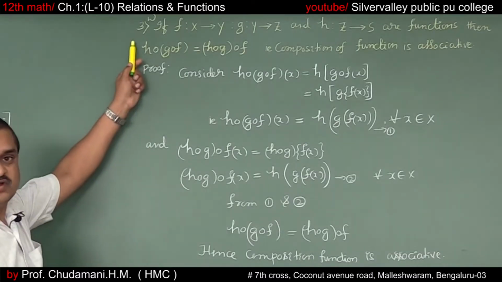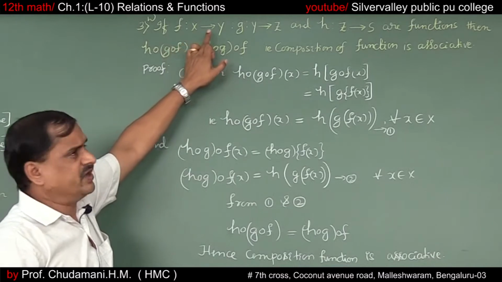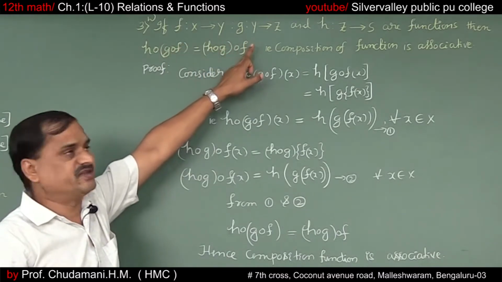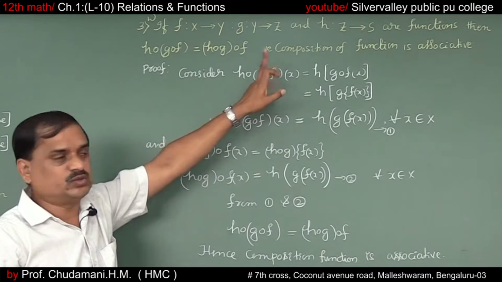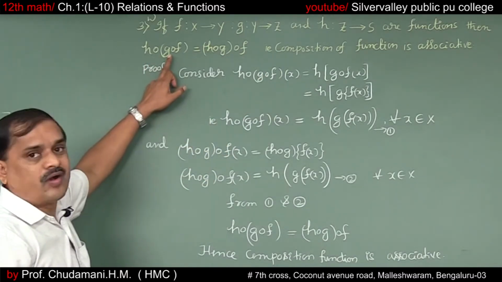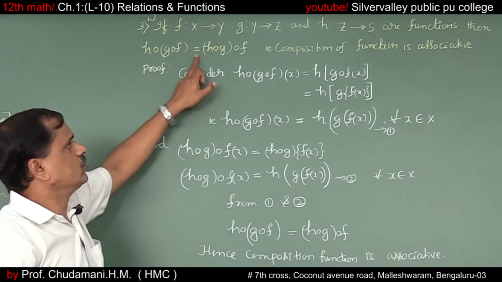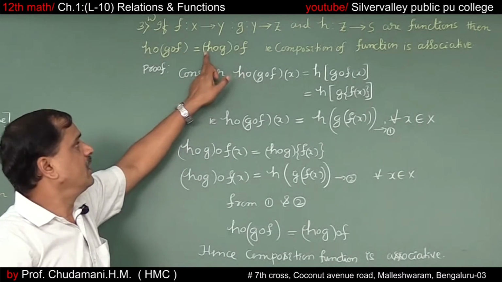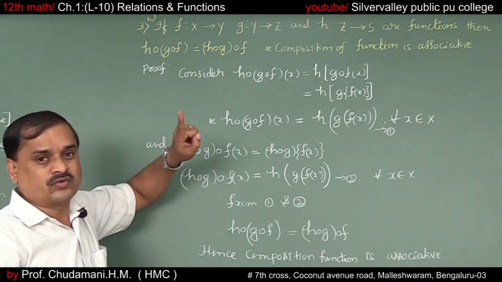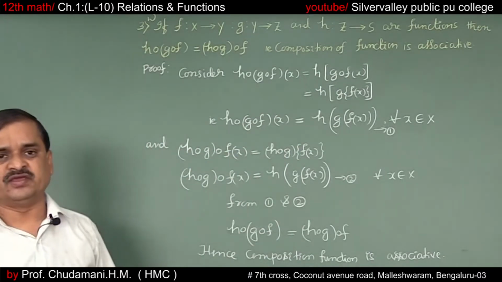Okay, third one, a worked example. If f from X to Y, g from Y to Z and h from Z to S are 3 functions, then composition of gof and h is equal to composition of f and hog. That means composition of function is associative.